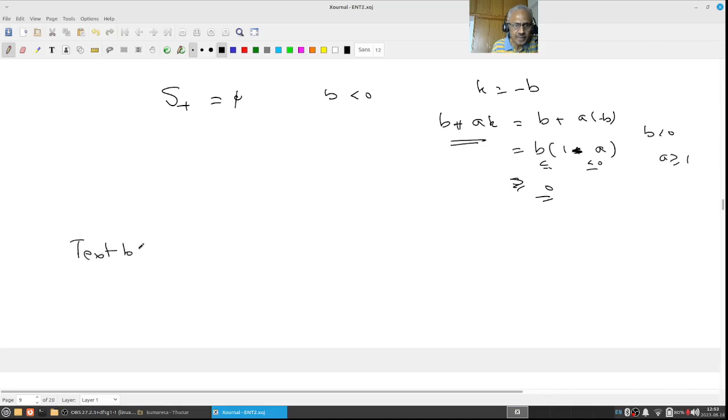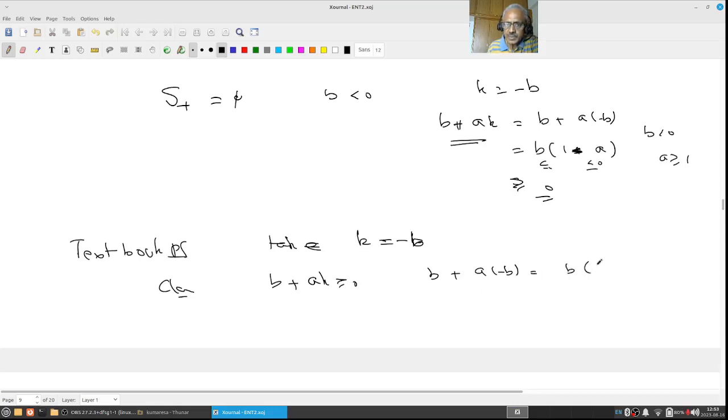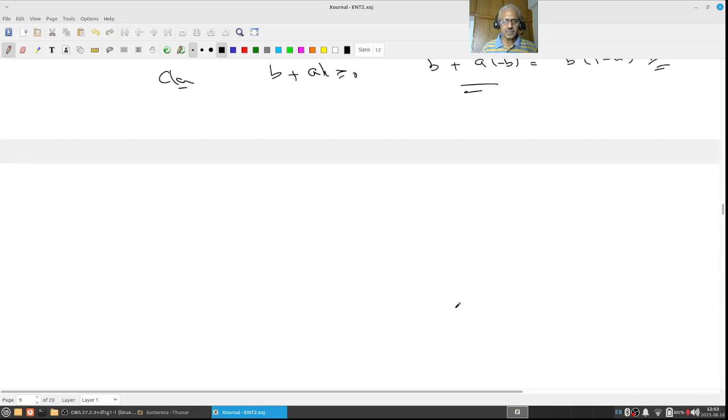We struggled to get this, but a typical textbook proof will say, okay, take k equal to minus b, then claim b plus a k is greater than or equal to 0. Why? That is b plus a times minus b, which is equal to b times 1 minus a, and this is less than or equal to 0 times negative, therefore this is positive, greater than or equal to 0. Therefore we proved it. So pause, review, proceed.